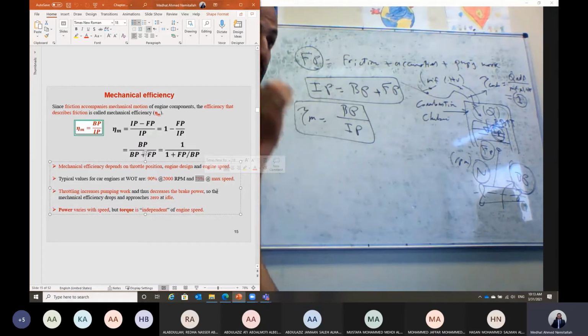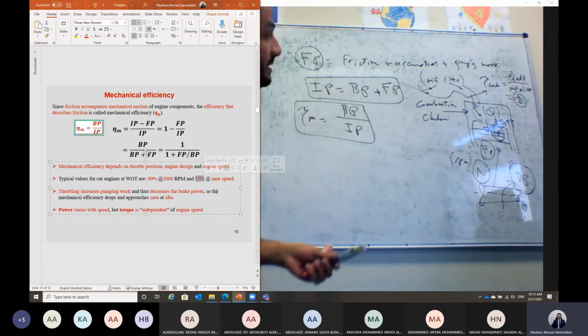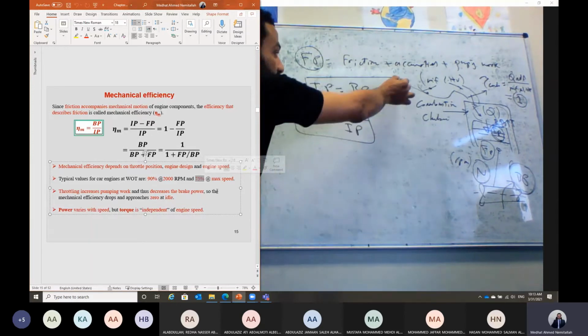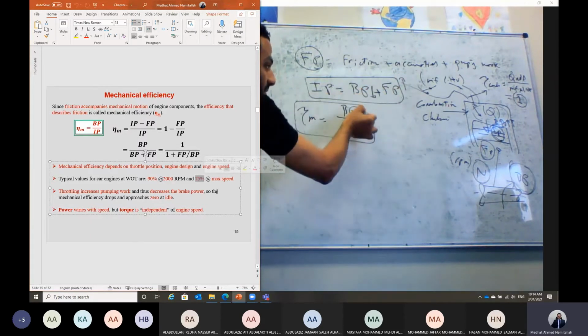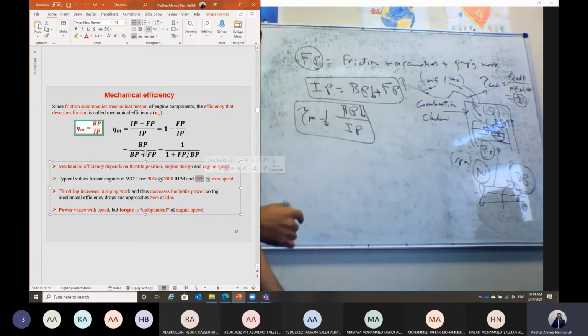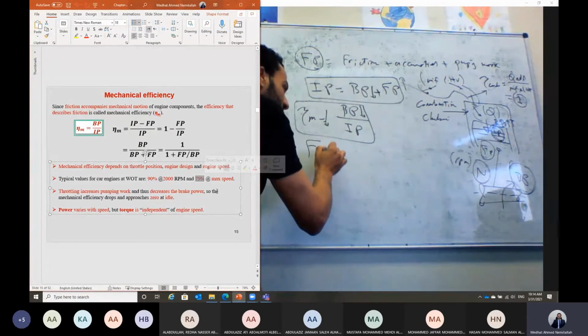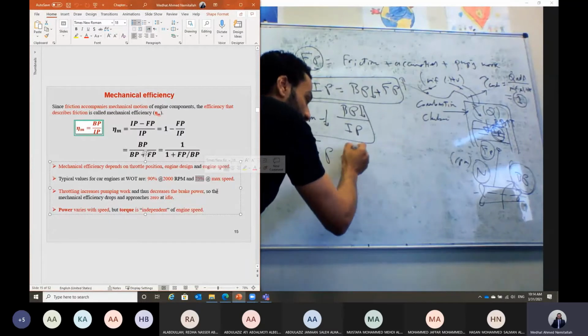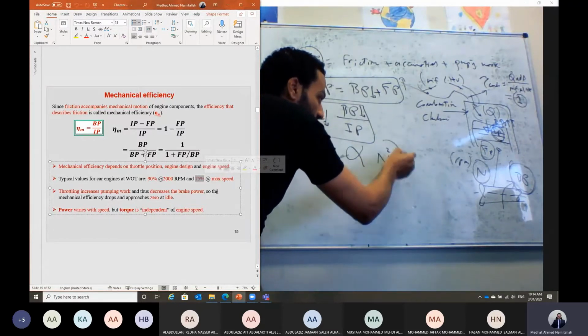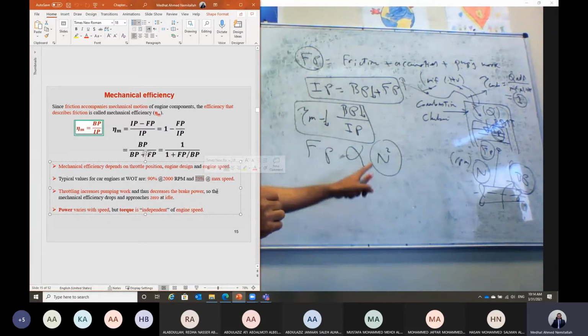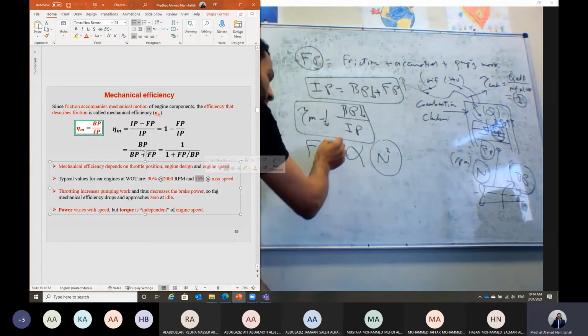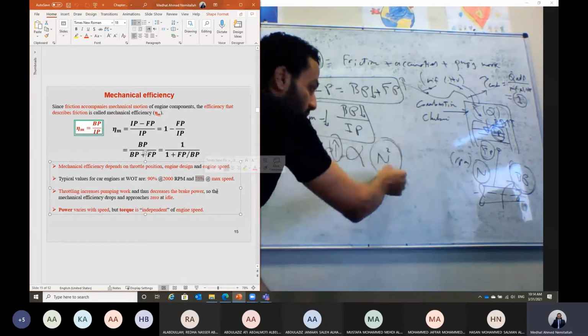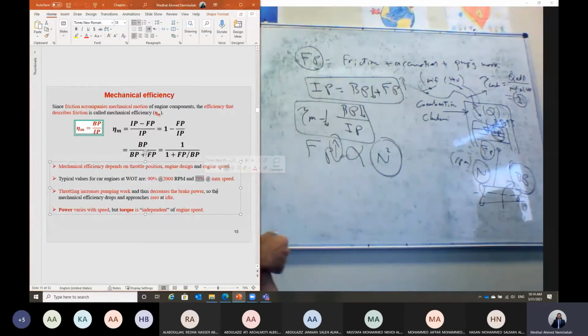So when the engine is running at its rated speed, which is a high speed, the friction loss power will be increased. That means the brake power will be decreased and the mechanical efficiency will be decreased. And you have to know, Shabab, that the friction loss power is proportional actually to n square. So you can see here, as we increase n, the increase in the friction loss power is proportional to the square of the RPM of the engine. Okay, you can look here, Shabab.